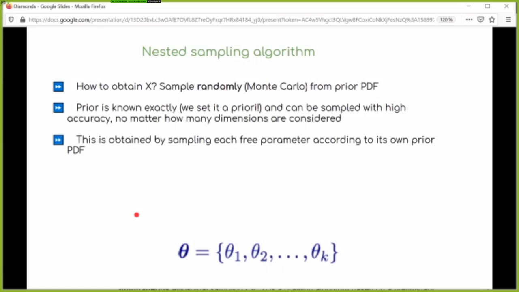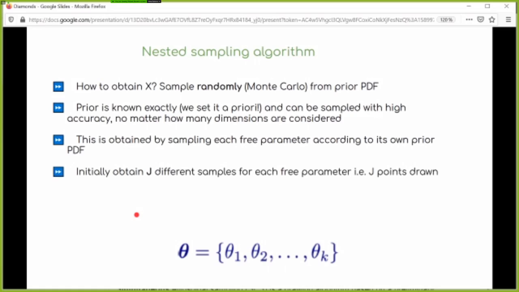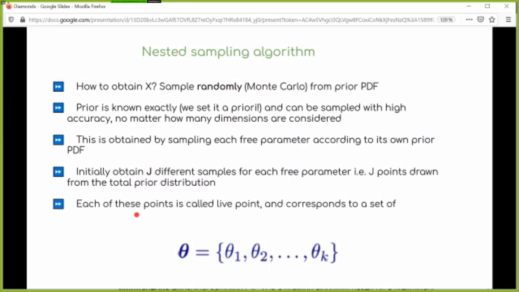So initially we obtain j different samples for each free parameter, which means j points drawn from the total prior distribution. Each of these points is called a live point, because these points are moving through the nested sampling in the parameter space, and they correspond to a set of coordinates, as I said, in the k-dimensional parameter space.